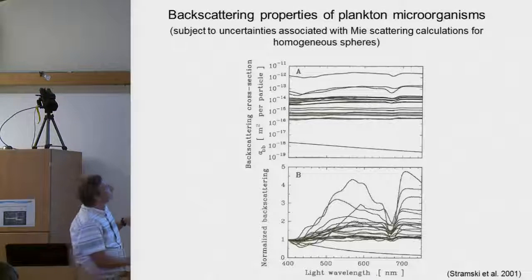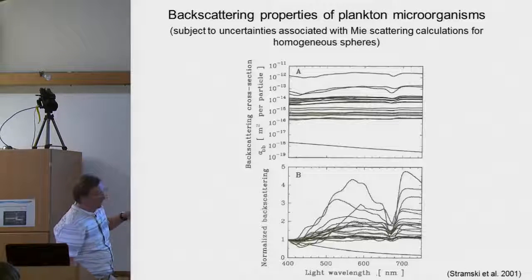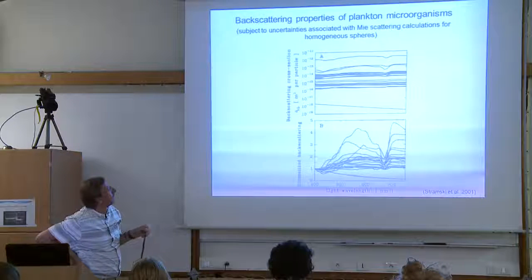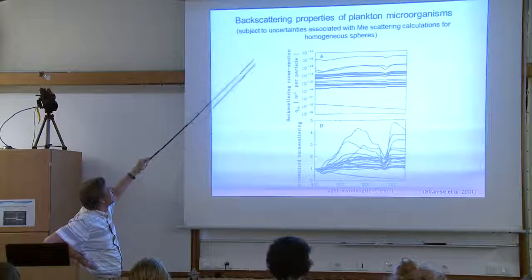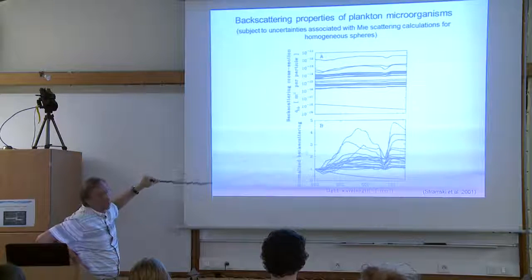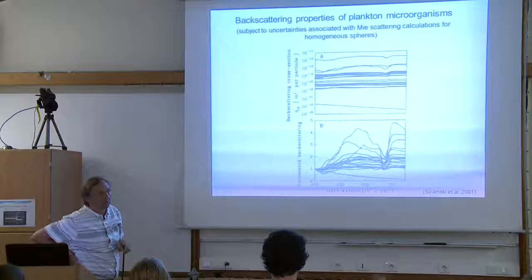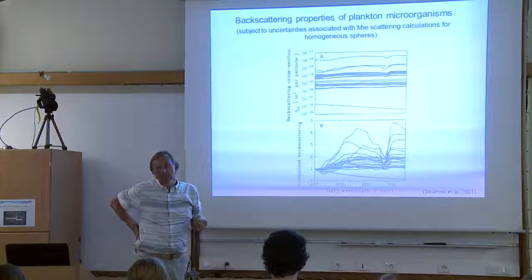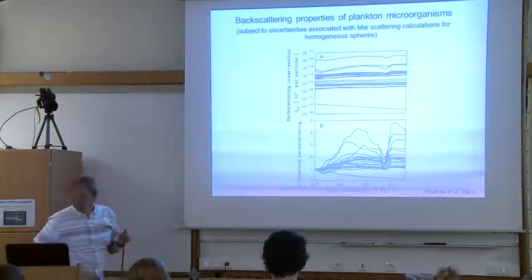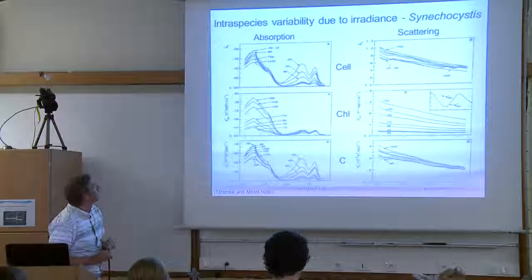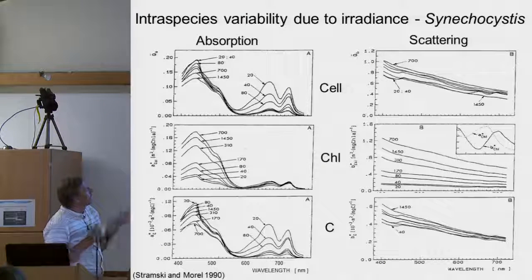Because we don't have measurements, or at least there are few measurements, at least not in this database, of the volume scattering function, the estimation of backscattering properties, something like backscattering cross-sections, is also subject to significant uncertainty, because we would have to assume the Mie solutions for the scattering function. So I'm not going to talk much about this. Okay, so that was something about the interspecies variability. You see a range.